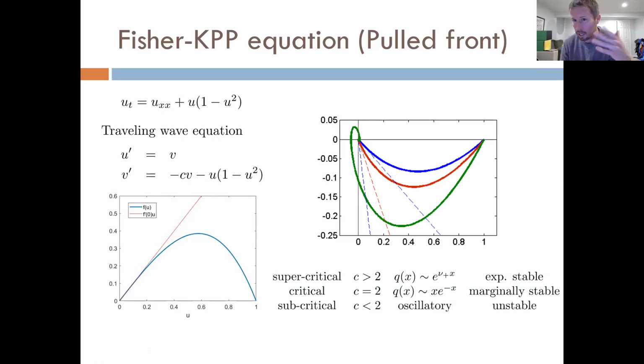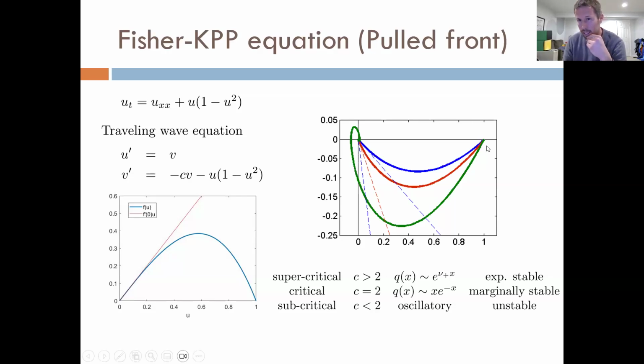Now the characteristics of these fronts depend a little bit on the speeds, okay? So there's really three qualitatively different regimes here. So if c is bigger than 2, your linearization at the origin has two stable, real eigenvalues, okay? And you can do a trapping region argument to show that this heteroclinic is always going to come into the origin along the weaker of these two eigendirections, right? So with the weakest possible decay.